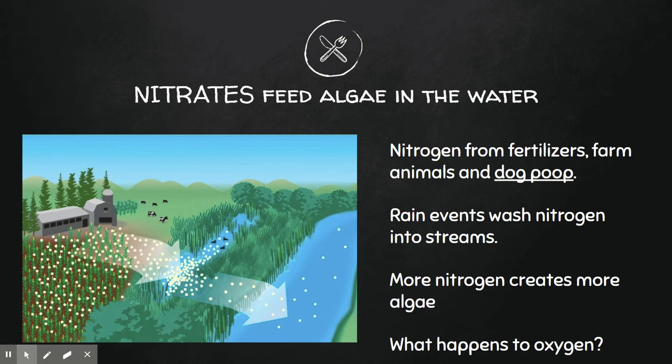At first, you might think this would be good for salmon. Remember that algae makes oxygen? But this isn't always the case. Eventually, bacteria will eat the dying algae and use up a lot of the dissolved oxygen, leaving little available for aquatic animals like salmon.